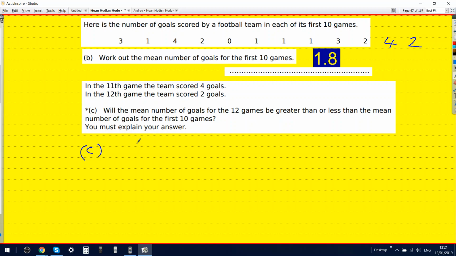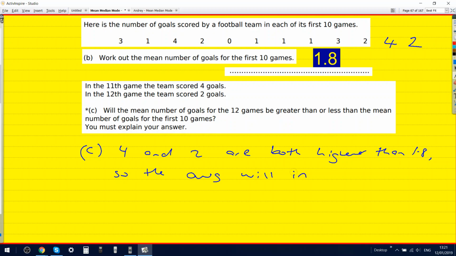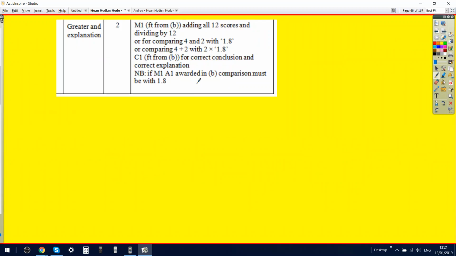And so what's that going to do to the average? If they score more than average and then more than average again, what's going to happen to the average? It's going to go higher. Yes. So 4 and 2 are both higher than 1.8, and so the average will increase. And I think if you were to work it out, you get exactly 2. And so it goes from 1.8 to 2. Some comparison, correct conclusion.